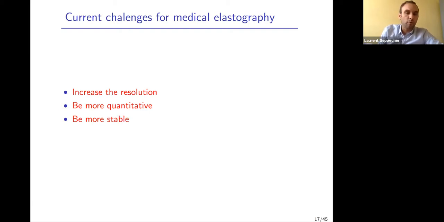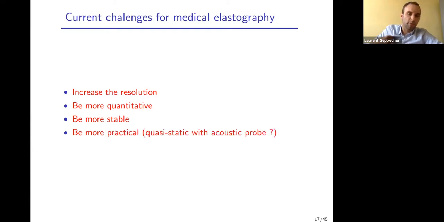Another challenge is to be more stable, like to have the same value for each try of your imaging technique. The existing imaging devices suffer from poor stability. It depends on the condition of the patient, if he's moving or not, or if from one day to another, the value will change a lot. So it's a problem.